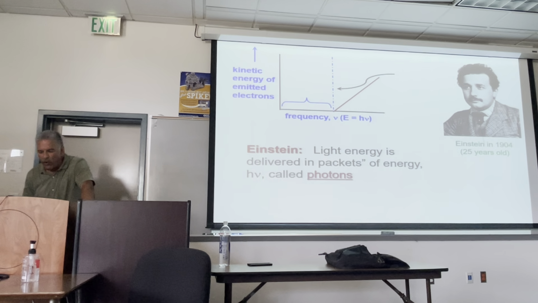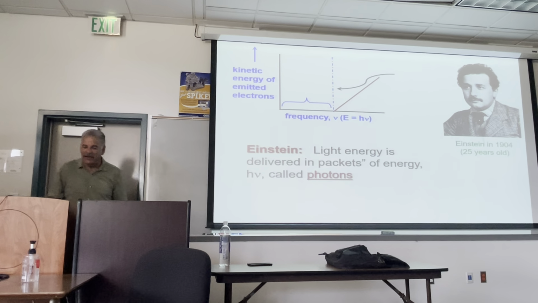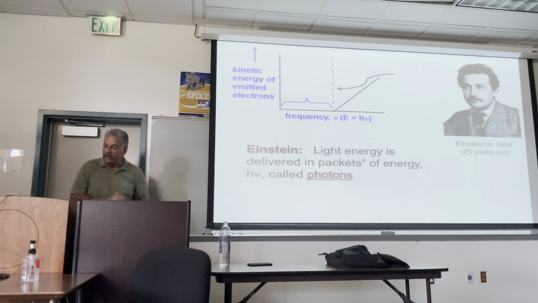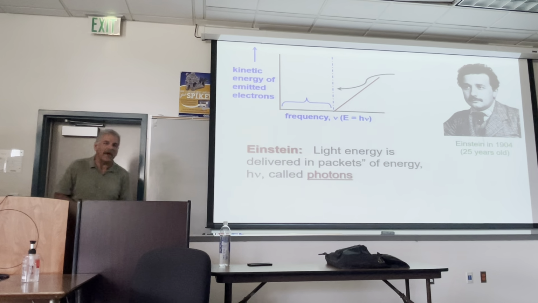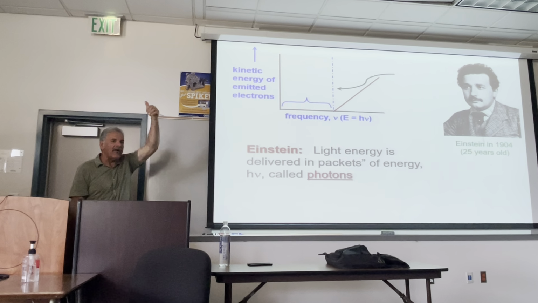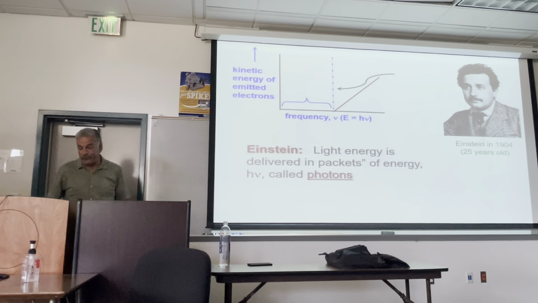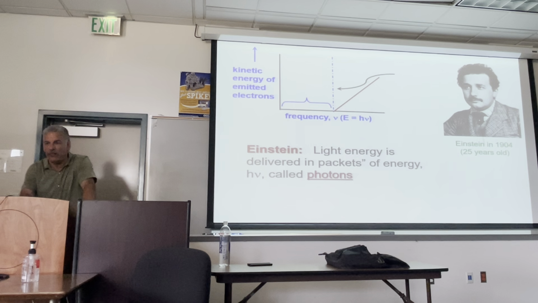And so more frequency stuff. This is what Einstein did. Kinetic energy of emitted electrons versus frequency. It makes sense, right? The more energy you pump in there, the higher the frequency. Okay, that's the correlation, right? X versus Y. The higher the Y value, the farther the X increase. He was only 25 years old.